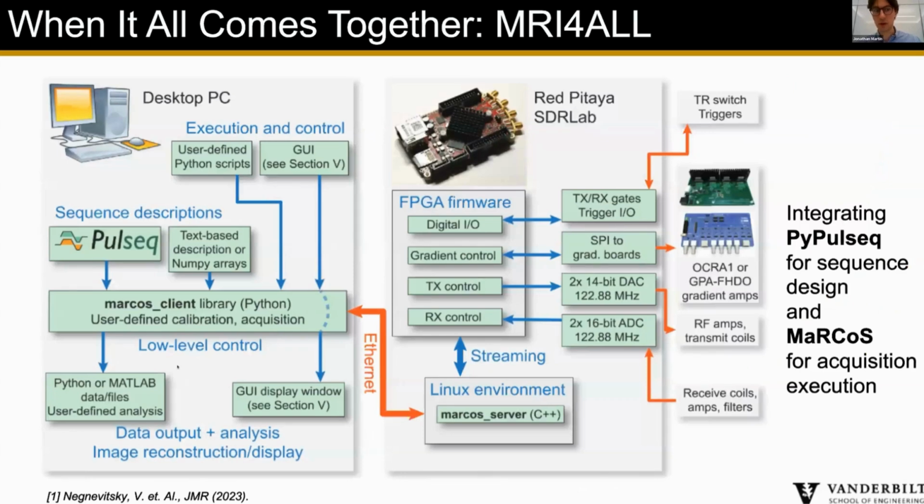MaRCoS and PyPulseq, the Python version of Pulseq, were really the backbones for this project. So this is a shot from the MaRCoS documentation. It integrated Pulseq for sequence design, and then this MaRCoS client-server setup for calibrating and setting up the sequences, and then translating that to control the board. It's a very cool library.